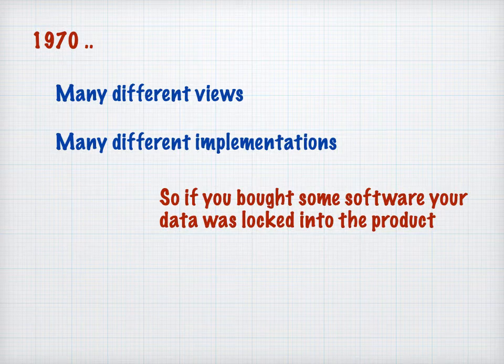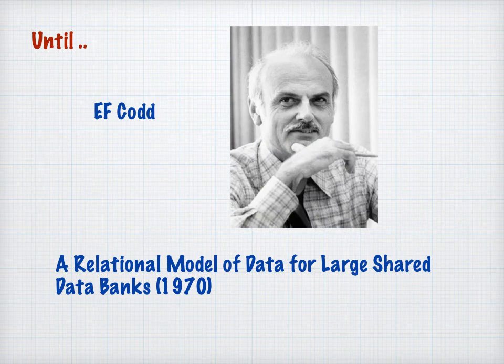And things remained that way until a landmark paper was published by E.F. Codd. And this is one of those papers in computer science history that basically changes the landscape of computer science and data architectures from that point onwards. It's called A Relational Model of Data for Large Shared Data Banks, in 1970.